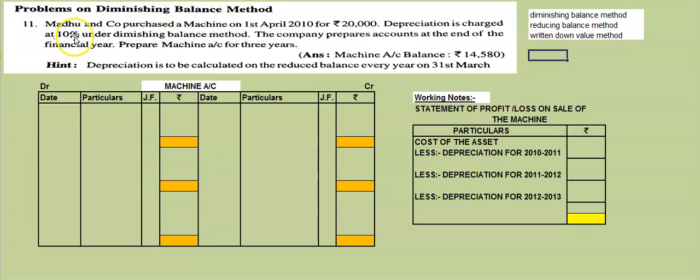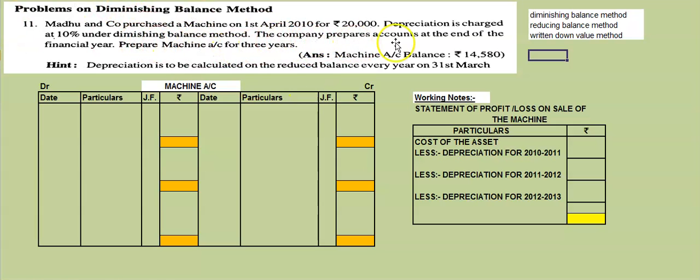The 11th question. Madhu and company purchased a machine on 1st April 2010 for rupees 20,000. So Madhu and company purchased the machine for how much? For rupees 20,000, in what year? 1st April 2010. Depreciation is charged at 10% under diminishing balance method. Rate of depreciation is given 10% under which method? Diminishing balance method. Here it is given clearly. All depends upon this. The whole problem will be the same, only the method will change here.